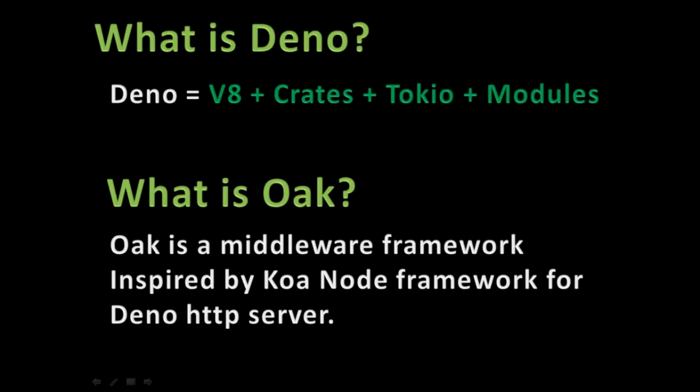Yes, what is Oak? Oak is a middleware framework for the Deno HTTP server, inspired by the Koa Node framework. For those that are familiar with Koa, Oak will not be strange. In Node we have many frameworks, like Express, Koa, Sails, Meteor, and so on. And in Deno, we have Oak, we have ABC and others. So in this tutorial, we're going to be making use of the Oak framework.